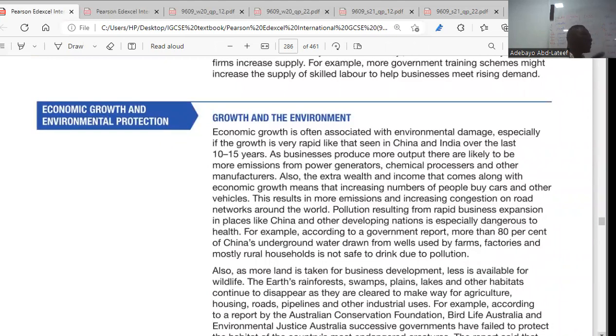So there's always a trade-off also. When you want your economy to grow, you have to use natural resources, yes or no? You have to pollute the environment, yes or no? So let's see what they said.